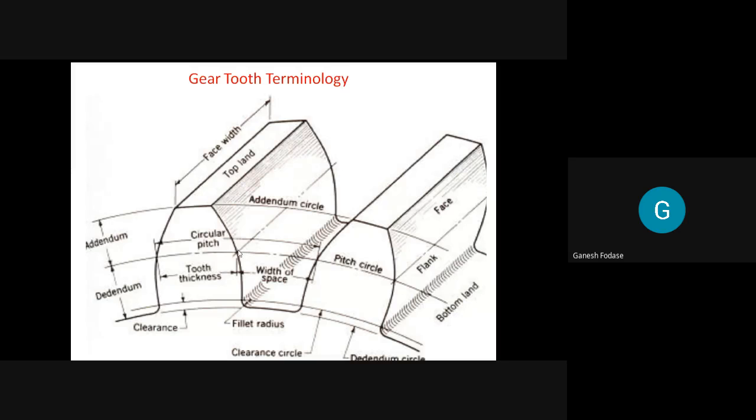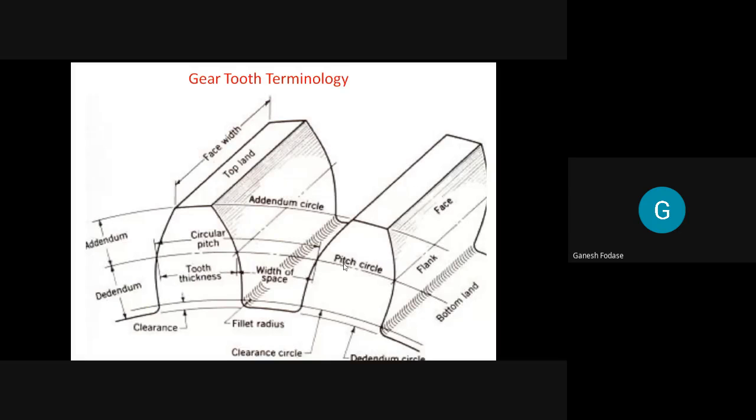Then if I calculate the width or thickness of the gear tooth along the pitch circle, and it is very important to define it along the pitch circle, the width is called the tooth thickness. The space between two consecutive teeth, calculated along the pitch circle, is called the width of space or tooth space. So I define here circular pitch, tooth thickness, and width of space, and all these are along the pitch circle.